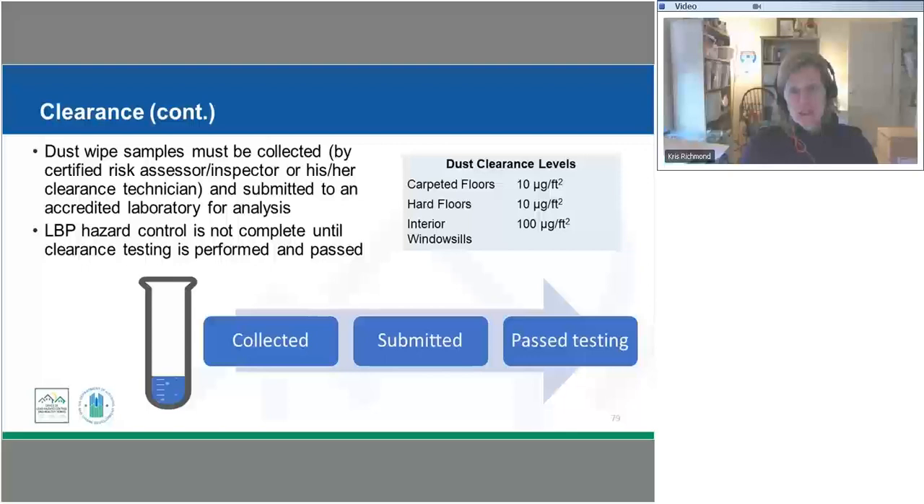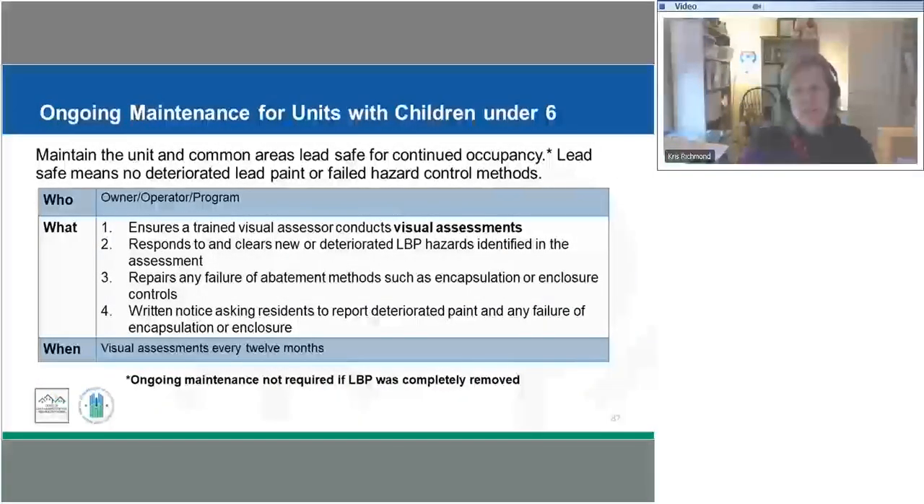During the year, the responsibility of the owner is to continue ongoing maintenance. They're going to be doing a visual assessment every 12 months as long as that household is residing in that unit. They're going to respond to and clear any new deteriorated paint. They are also providing a written notice asking the residents to identify any new or deteriorated paint. And we're making sure everybody is keeping track of all of our records, and maintaining our records for the period of time that the program requires.